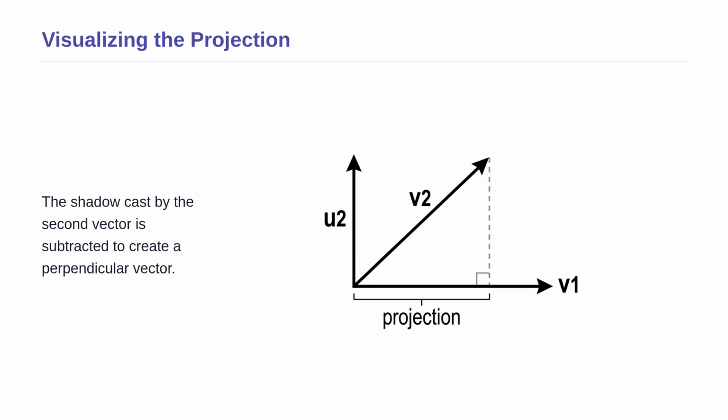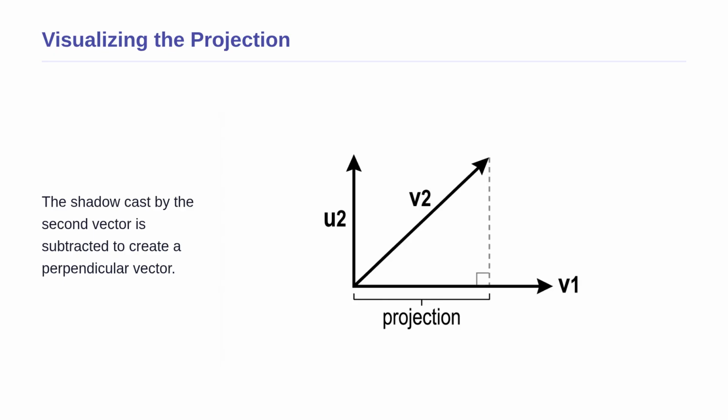This formula we just saw is much easier to understand visually. Look at the diagram on screen. The horizontal axis represents our first fixed vector, v1. The slanted arrow is our second original vector, v2. Notice how v2 casts a shadow down onto v1?